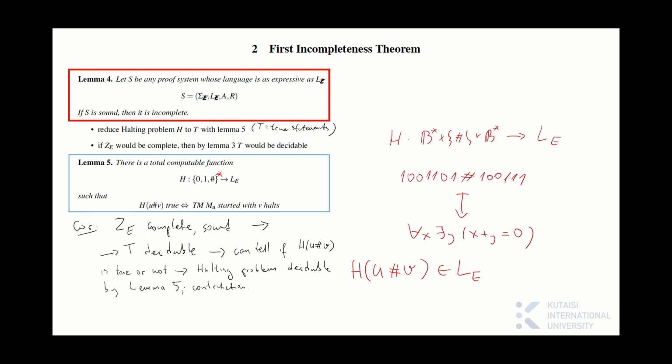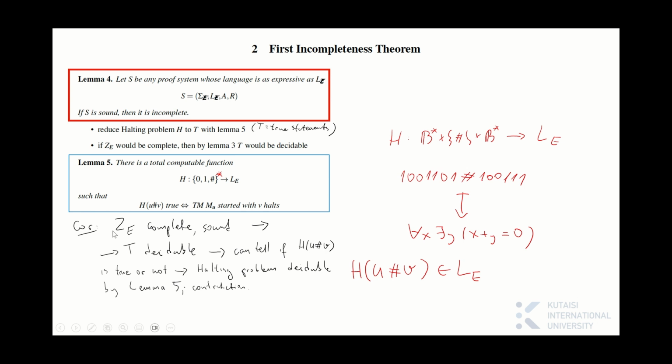Okay, let's see. What would this entail, basically? I have to tell you some statement in natural numbers which is equivalent to me saying that U started on V halts. So I want to say that Turing machine U on input V halts, but I want to say it in the language of natural numbers, in the sense that this statement that I will say in natural numbers will be true if and only if U on V halts. So I want to say U halts on V in the natural numbers, basically. And let's say I can do this.